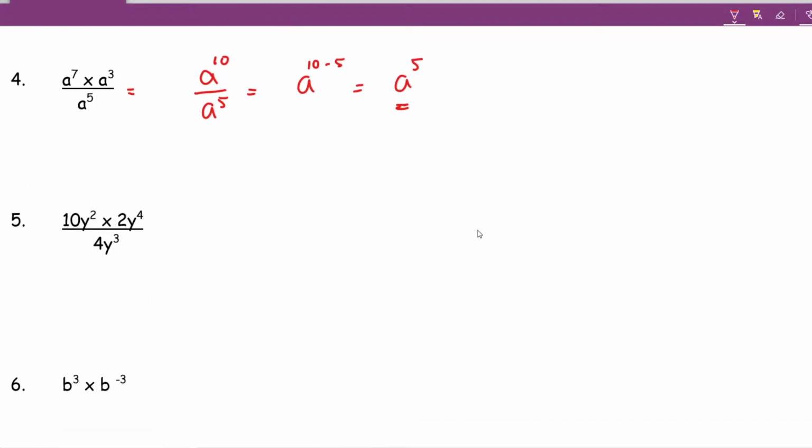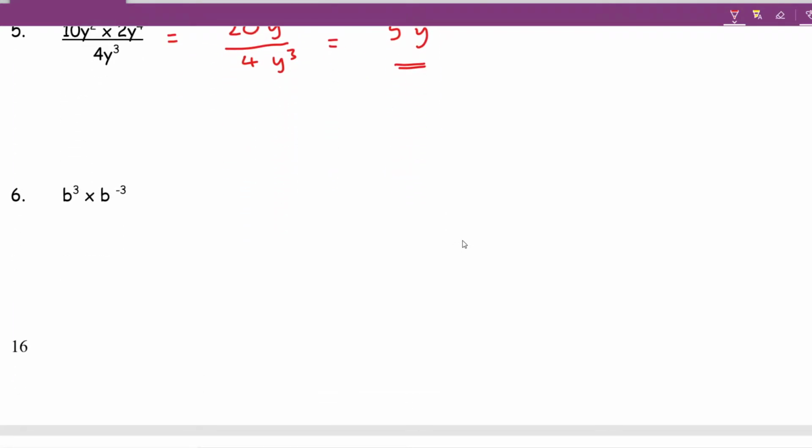Okay, let's do the same thing here. First of all, let's just do the numerator, so we've got 10 times 2 is 20, and y to the power 2 times y to the power 4, so that's going to be y to the power 6 over 4 y to the power 3. Now, first of all, let's do the division. 20 shared by 4 is 5. And then we're going to subtract the powers. The base is the same, so 6 subtract 3 is 3.